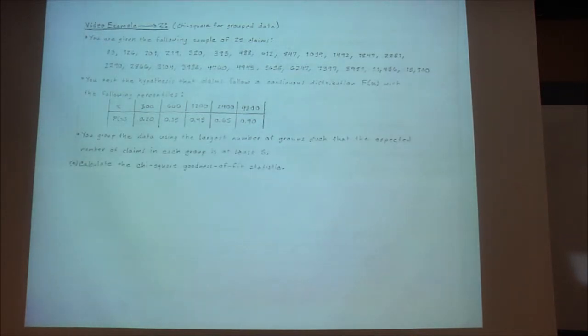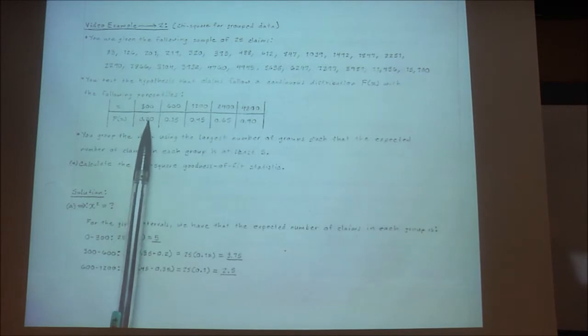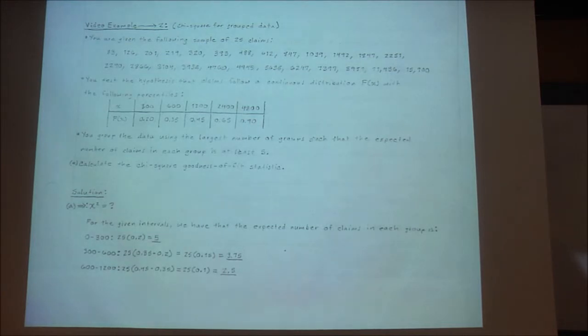And we split this up into 3 parts. Part A asks you to calculate the chi-squared goodness of fit statistic. For the given intervals, we find the expected number of claims in each group. From 0 to 300, you can look at your CDF. You know your probability of being in that interval based on the hypothesis, and since we're calculating expected, it is 0.2. So 25 times 0.2 is 5.